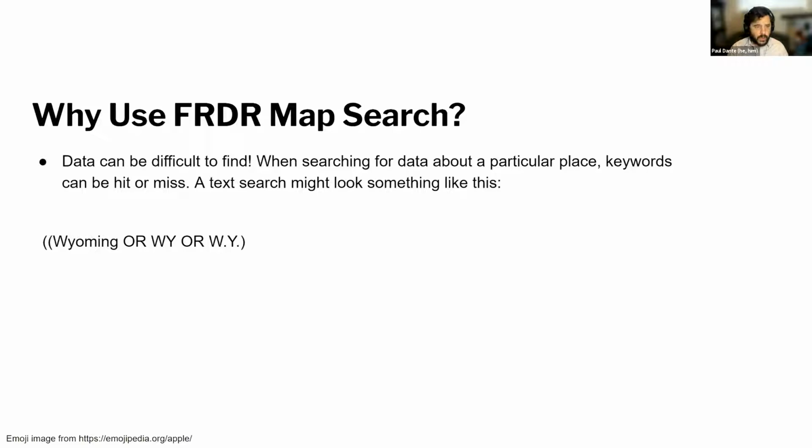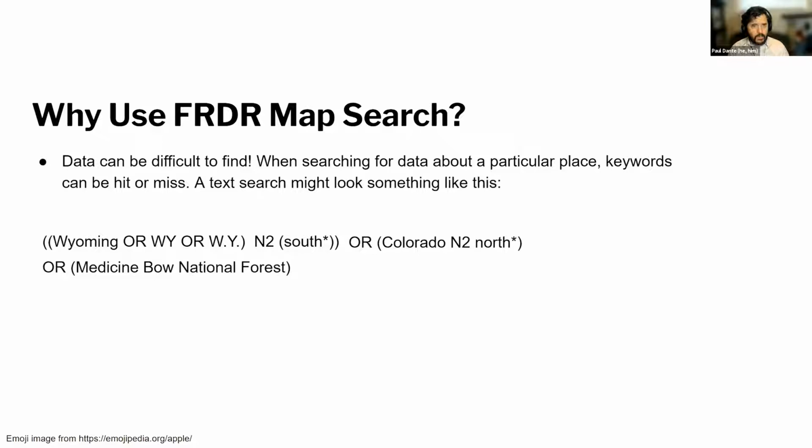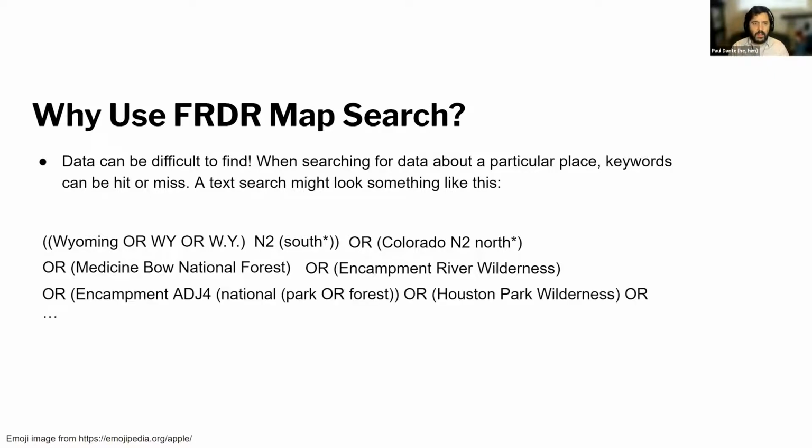First, I'd look in Wyoming, but it could also be WY or W.Y., but I only want southern Wyoming. But it could also be northern Colorado, but someone might have put it in Medicine Bow National Forest, or the Encampment River Wilderness, or Encampment with national or park or forest, or the Huston Park Wilderness, et cetera, et cetera. It gets ugly very quickly, and it's easy to miss out on some key term that you didn't think of.